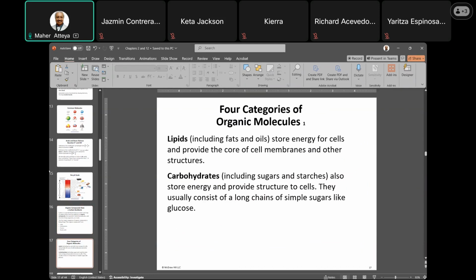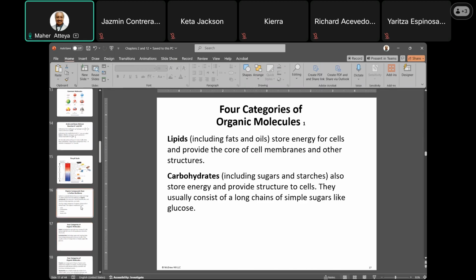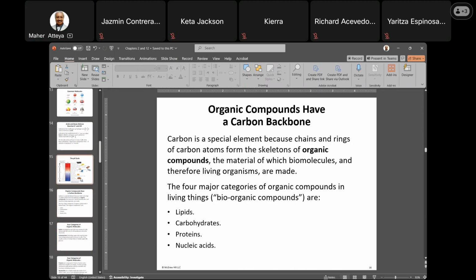They are really providing, they are storing a lot of energy in the human cells and the cell membranes of other structures. Carbohydrates are sugars and made of a glucose basic structure. I'll show you the structure of glucose. No, we don't have it here, but yeah. And proteins are made of amino acids.